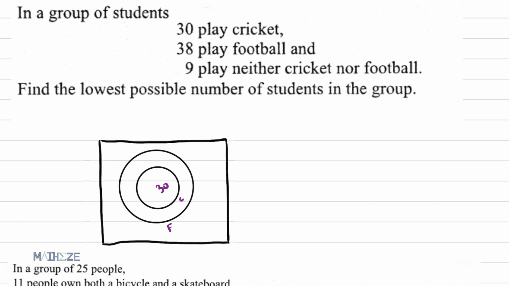I'm going to add 8 more. So it's going to become 38. 9 people play neither football nor cricket, so 9 will come outside. Let's add this: 30 plus 8 plus 9. So what will be my answer? 30 plus 8 is 38. 38 plus 9 is 47. Do you get till this point, guys?